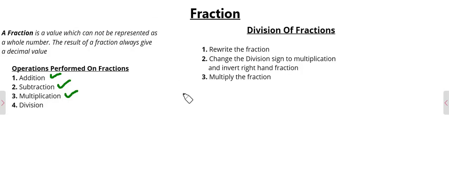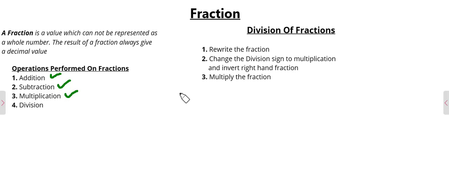So similarly, the way multiplication of fractions was different from addition and subtraction of fractions, so also division of fractions is different from the other three. Now, when you want to divide fractions, there are three steps you follow. You rewrite the fraction, you change the division sign to multiplication, and then you invert the right hand side of the fraction before you multiply the fraction. This sounds just like a theory, but we are going to put it into practical.